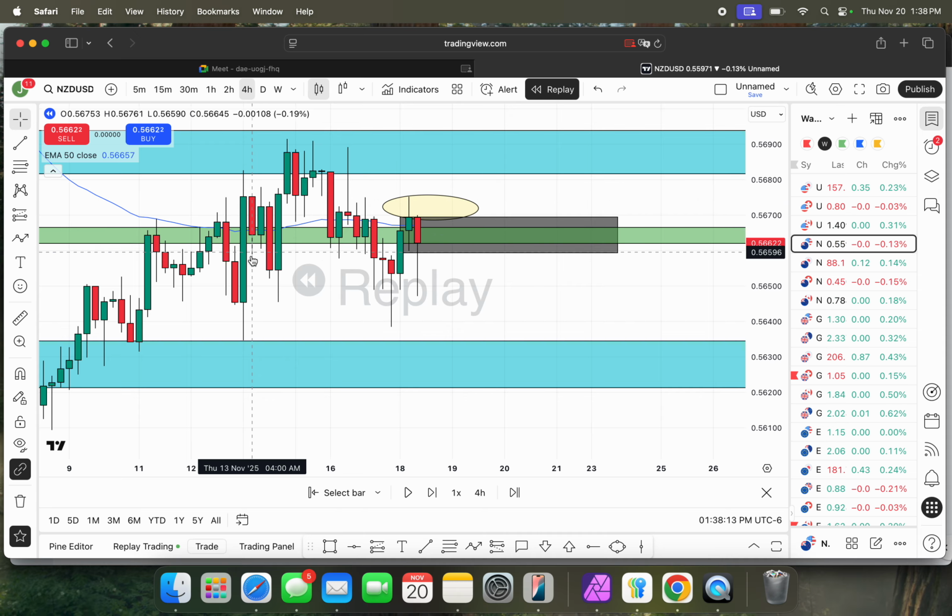That's a real sign that price wants to go up. It did it over here. Price engulfed these last 3 candlesticks, which means price wants to go up, and that's what it did. Not always, but a lot of the times.